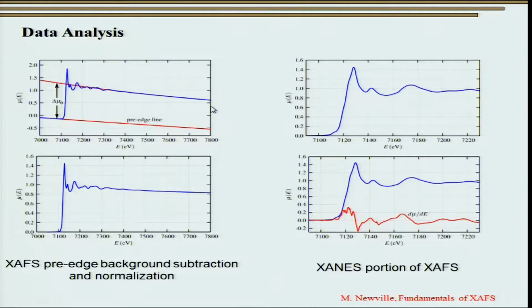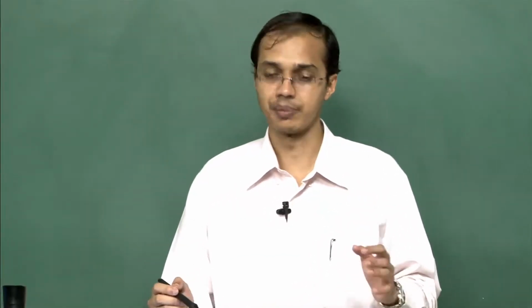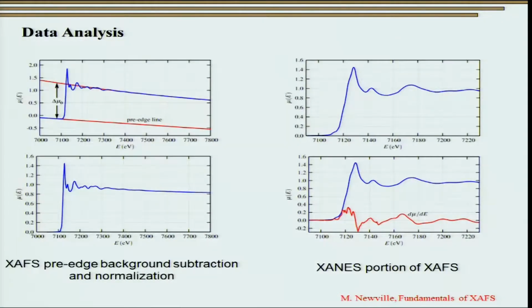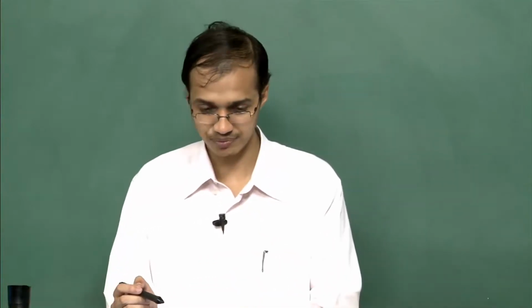But even before we do that, once we get a signal, the first and foremost thing that we do is to subtract the background, and this is what has been shown over here. So, we subtract the pre-edge background and then we normalize it. We can also separate the XANES, the region which is very close. So, you see we have gone almost up to 100 electron volt, and up to 100 electron volt I have XANES, and beyond that I have the extended X-ray absorption fine structure.